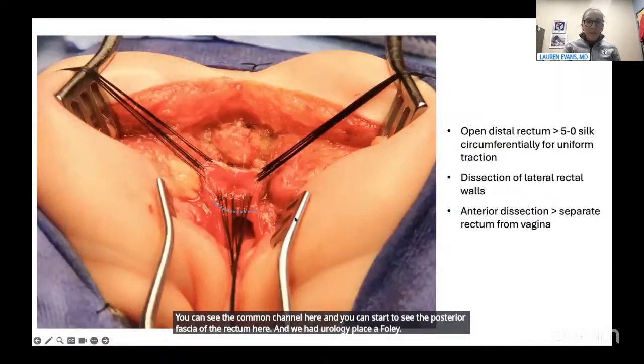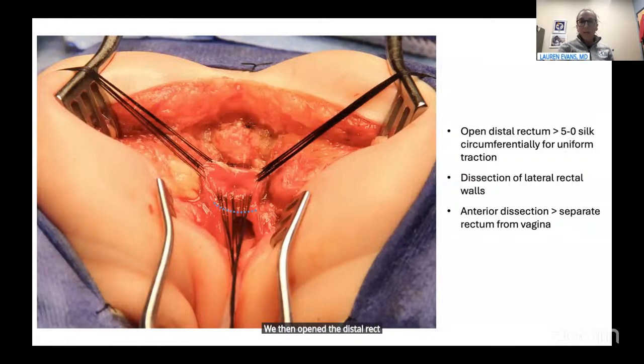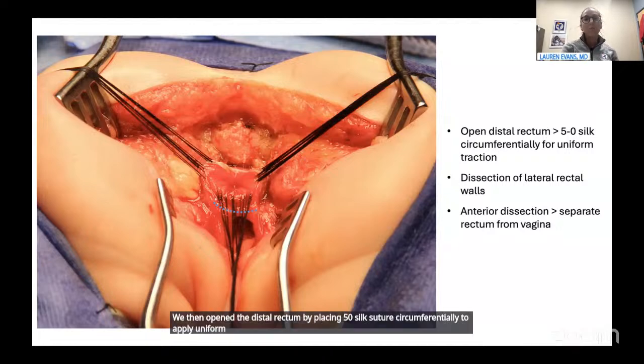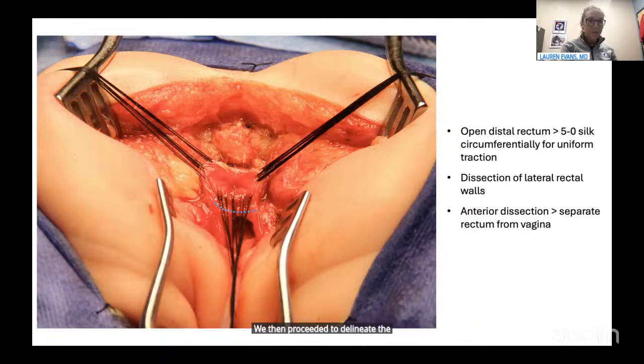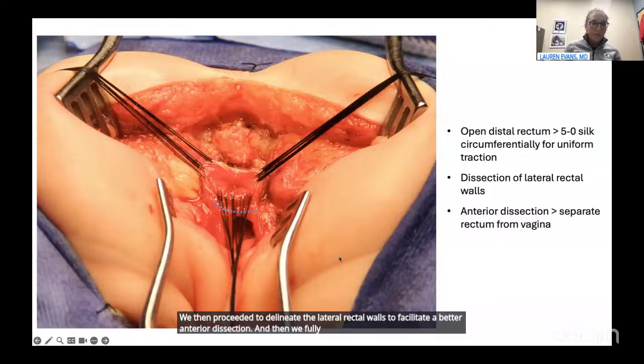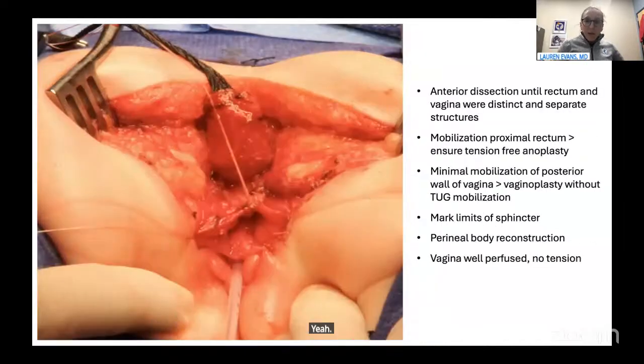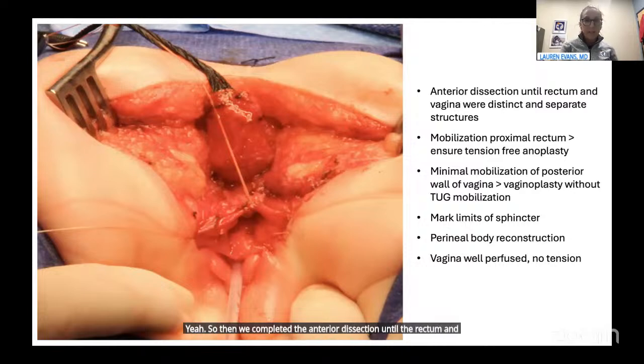We then opened the distal rectum by placing 5-0 silk sutures circumferentially to apply uniform traction to the rectum once it was opened. We then proceeded to delineate the lateral rectal walls to facilitate a better anterior dissection. And then we fully separated the vagina from the rectum. And you can see here where that plane starts to show itself on the anterior side. So then we completed the anterior dissection until the rectum and vagina were distinct and separate structures.